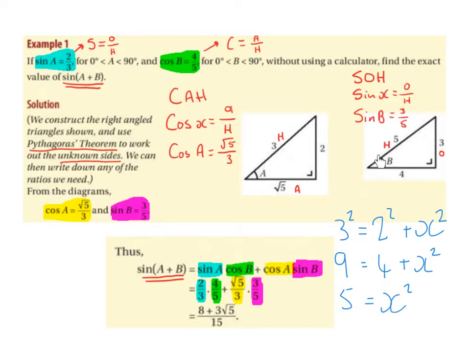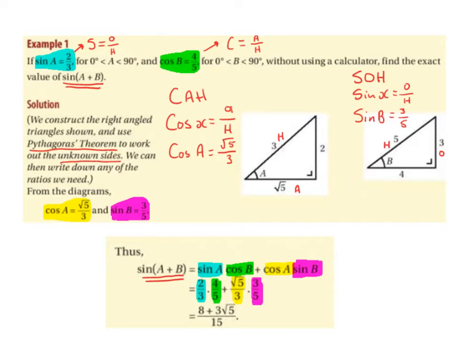So we're now going to go to the other right angle triangle, which has an angle B. And we were told in the question that cos of B is 4 over 5. The 4 representing the adjacent and the 5 representing the hypotenuse. So the hypotenuse is 5 and the adjacent is 4. So now we have to figure out the other side.